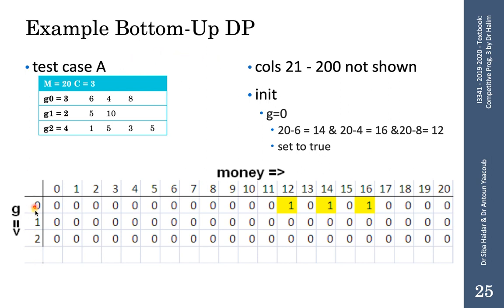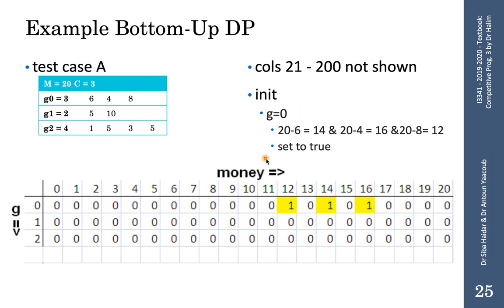Here we have the memo table. It has in this example 3 lines, but in the general case you have to reserve 20 lines, 201 columns. We will show here only the lines that are useful for our problem. So we have M equal 20. We will show from 0 to 20, and C equals 3, from 0 to 2, 3 garments.